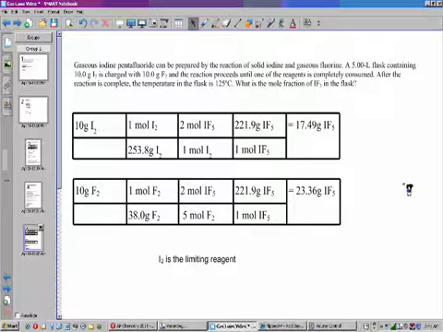The last problem is: gaseous iodine pentafluoride can be prepared by the reaction of solid iodine and gaseous fluorine. A 5-liter flask containing 10 grams of iodine is charged with 10 grams of fluorine, and the reaction proceeds until one of the reagents is completely consumed. After the reaction is complete, the temperature in the flask is 125 degrees Celsius. What's the mole fraction of iodine pentafluoride in the flask? So we have to find the limiting reagent, which you just do in an easy stoichiometry step, and you find out that iodine is the limiting reagent and that it produces 17.49 grams of iodine pentafluoride.